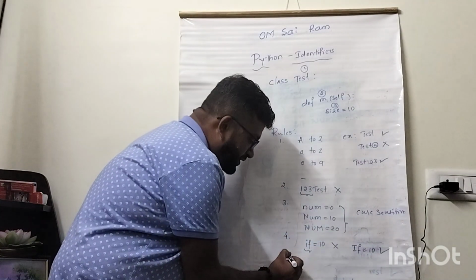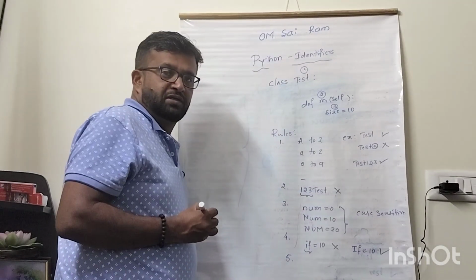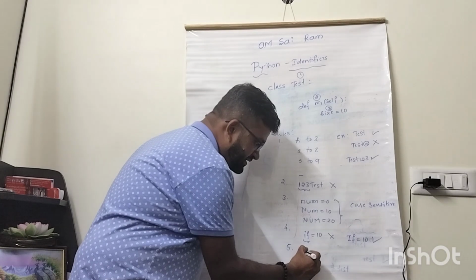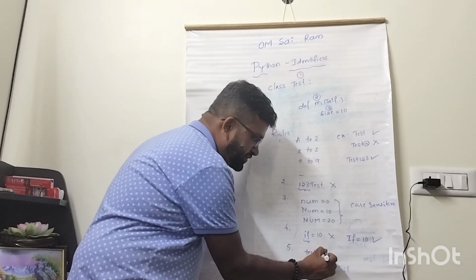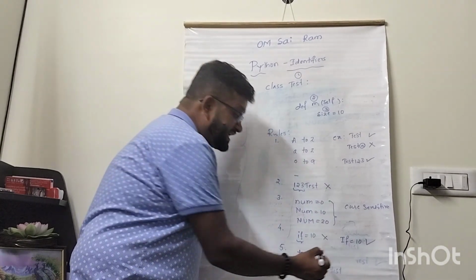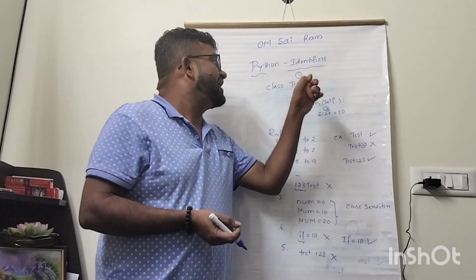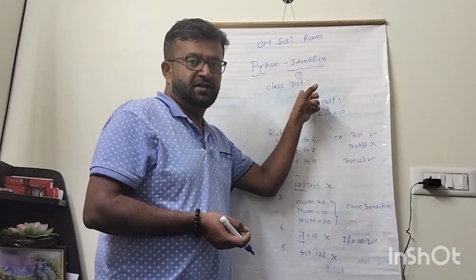What is the fifth one? If you create a variable, for example, test space 123, this is invalid, because space is not allowed in an identifier. Clear? I hope it's clear.